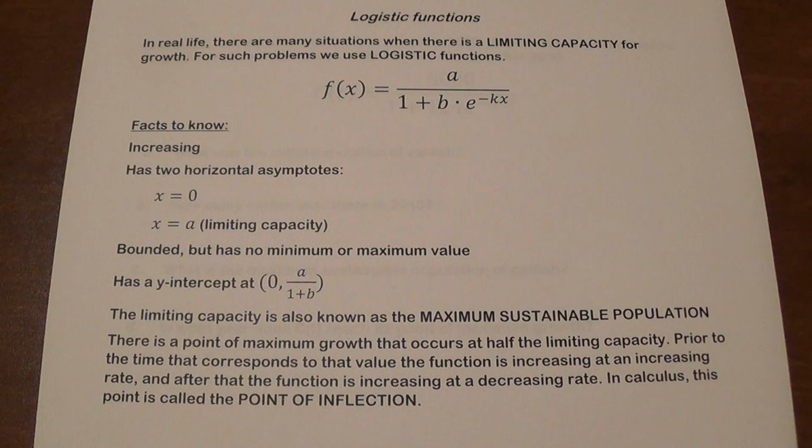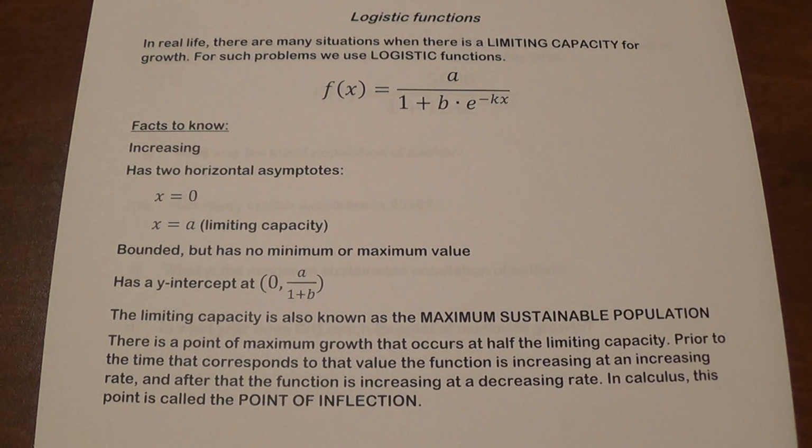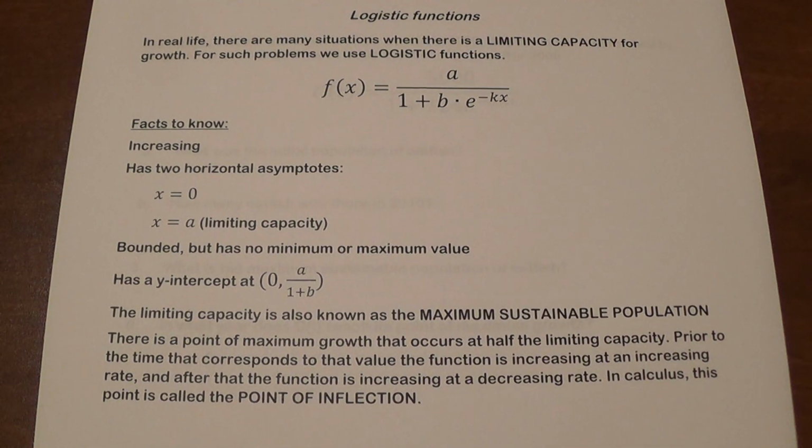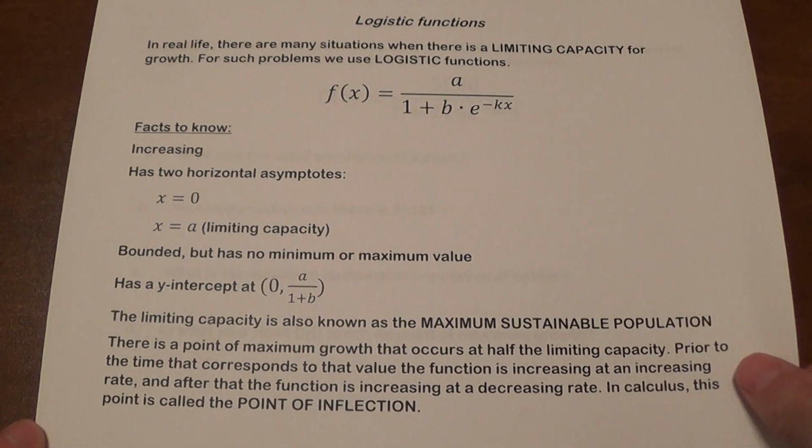And also, there's something interesting about the curve of a logistic function. There is a point of maximum growth rate that occurs at half the limiting capacity. So before that the function is increasing at an increasing rate, and after it it's increasing at a decreasing rate. In calculus there is a name for such a point: it's called a point of inflection.